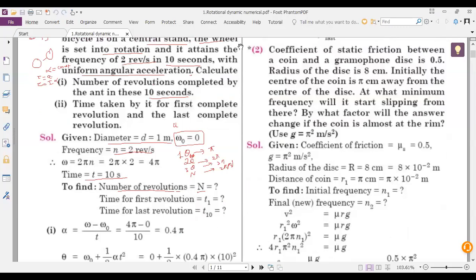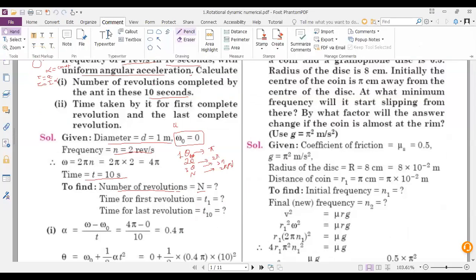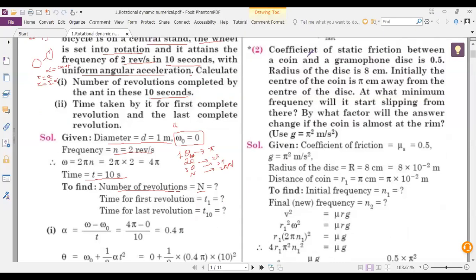Second question, starting now. Coefficient of static friction between a coin and a gramophone disc is 0.5. So this is friction. Which symbol do we have for friction? We have the symbol μs. So 0.5 is μs, given. There is no unit for friction.